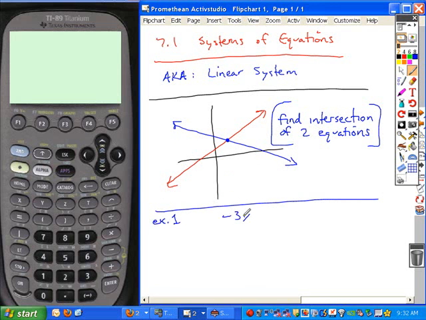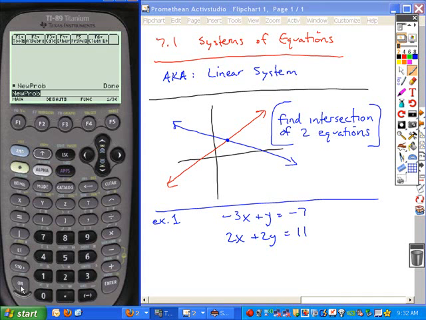If I give you the following two equations, and I ask you to solve this system, you're going to be given two equations. Each of them will have two unknowns, x and y, and you need to find the intersection of these. So where do these two equations intersect one another? We're going to start by using the graphing capability of our calculators to find that intersection.